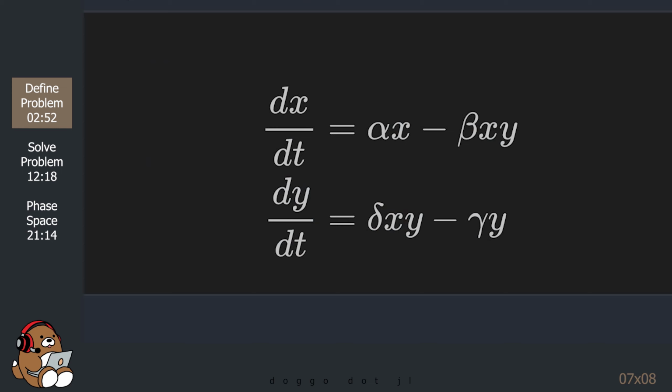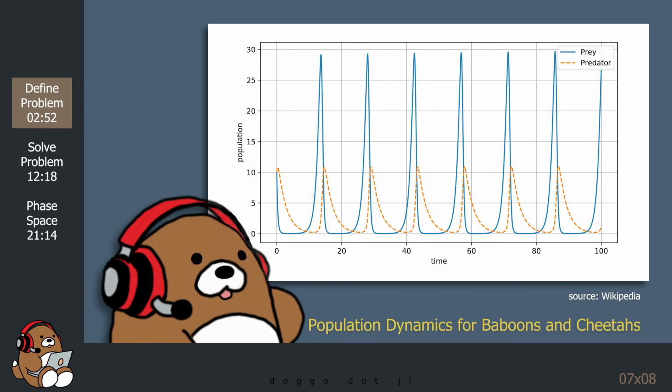The Lotka-Volterra equations are also known as the predator-prey equations because they are frequently used to describe the dynamics of biological systems in which two species interact, one as a predator and the other as a prey. For this tutorial, we're going to try to recreate the simple example given in the Wikipedia article on the Lotka-Volterra equations that show the population dynamics between baboons and cheetahs.